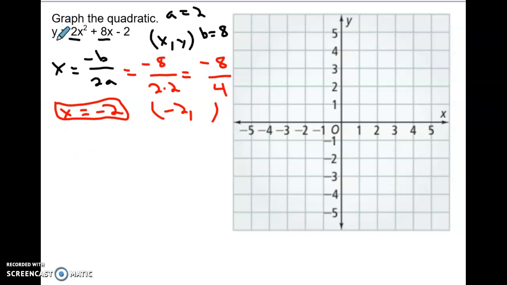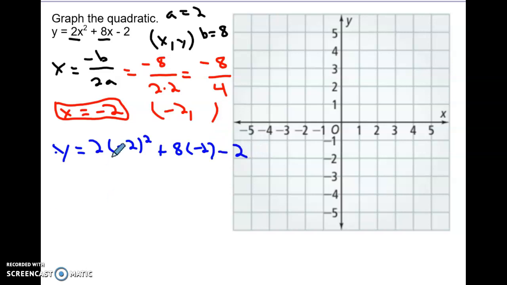And that just involves plugging it in. So we know y is going to be equal to, according to our equation, 2 times whatever x squared is. So, sorry, y is going to be equal to 2 times negative 2 squared, plus 8 times negative 2, and then minus 2 on the end.